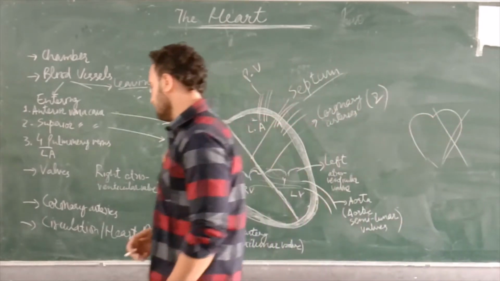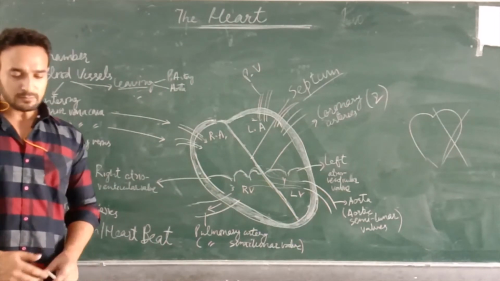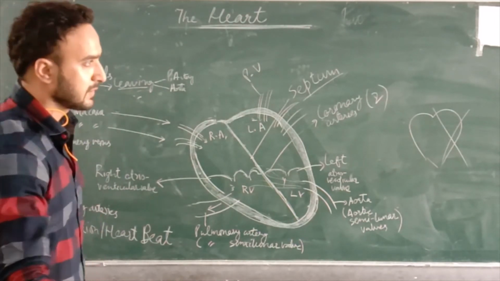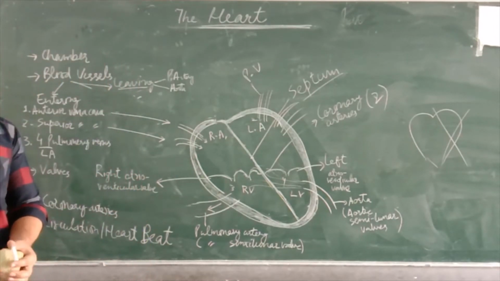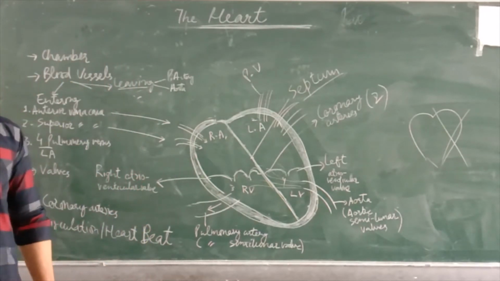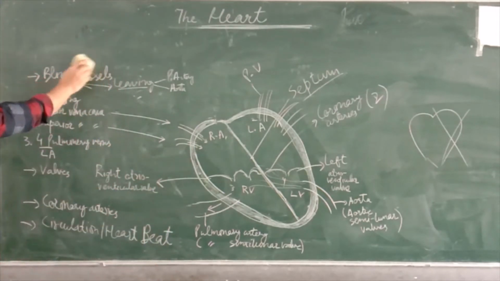We shall discuss blood circulation, or the heartbeat. We have two kinds of blood circulation. First is the pulmonary circulation, and second is the systemic circulation. Let me rub this first.